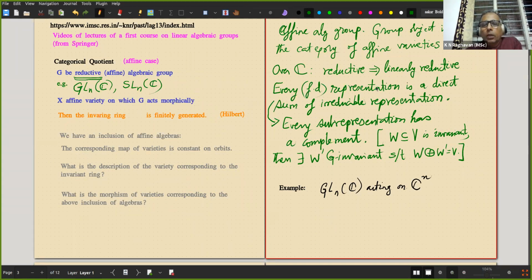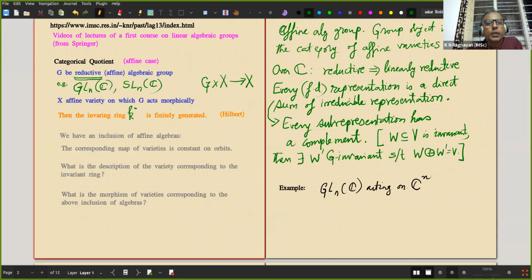Okay. So it is easier to understand this definition and its consequences. Now coming back here, so this is a reductive affine algebraic group, for example, GL_n(C) or SL_n(C). X is an affine variety on which G acts morphically. This just means you have G cross X to X. This is an action, and this is a morphism of varieties. Then the invariant ring, let me write it like this, K[X]^G is finitely generated, as a K-algebra, as a C-algebra.